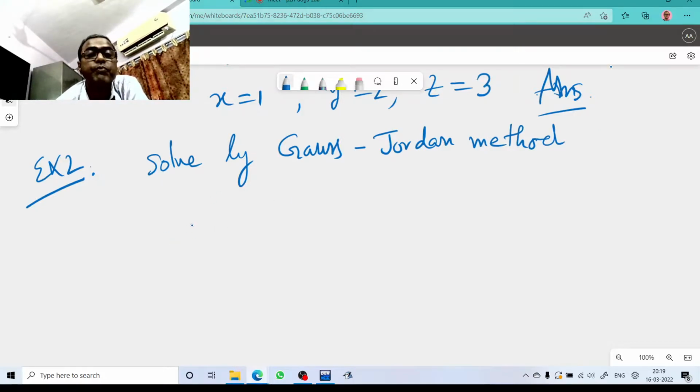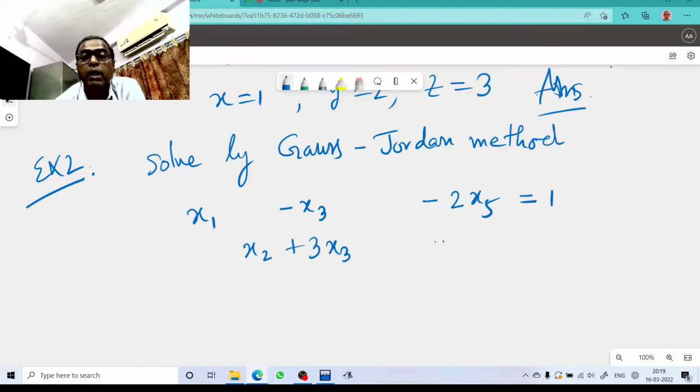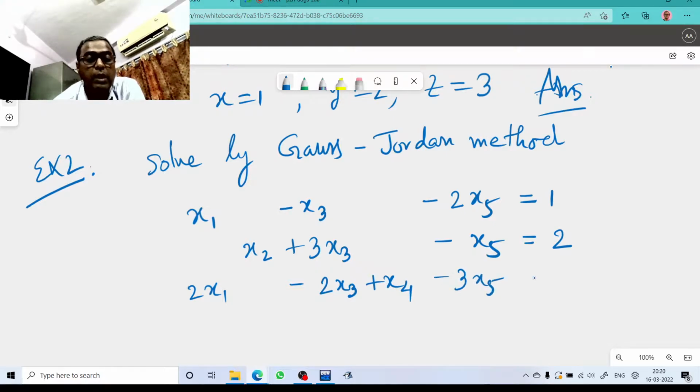Of the following system: x1 minus x3 minus 2x5 equals 1. Second equation, x2 plus 3x3 minus x5 equals 2. And third equation, 2x1 minus 2x3 plus x4 minus 3x5 equals 0.